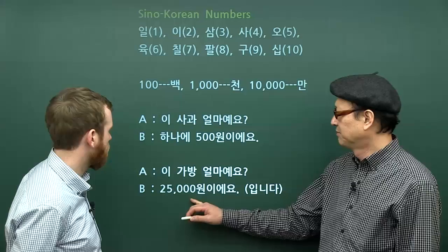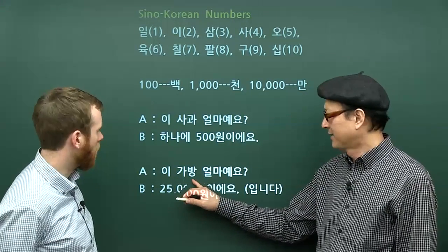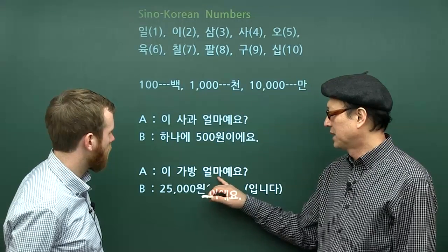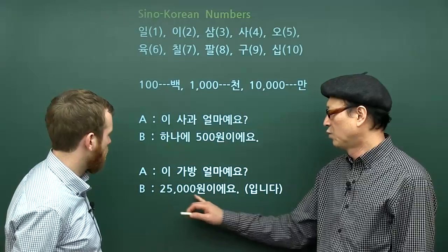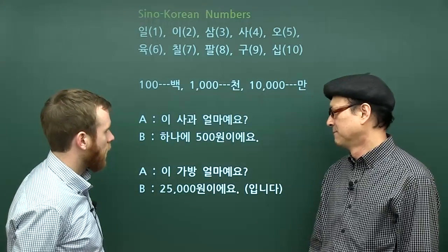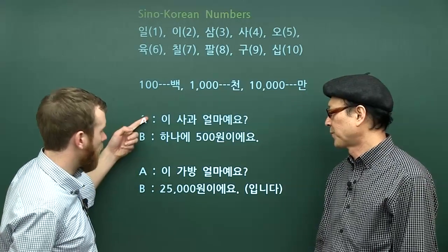그리고 여기 이 가방. Bag. 가방. Yep. 그리고 얼마 again. 얼마예요? 25,000원이에요. Okay. 25,000원이에요. All right. So in this case, same idea.